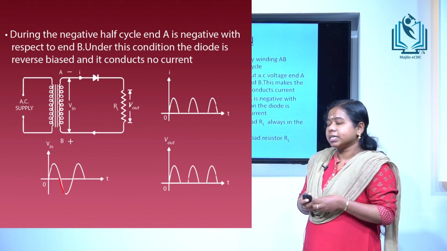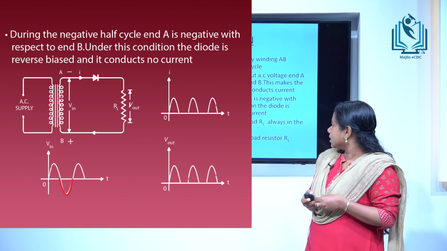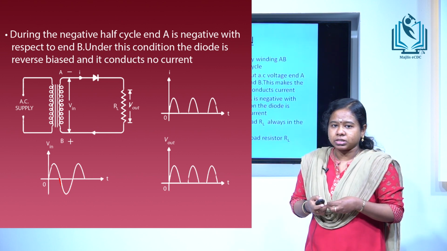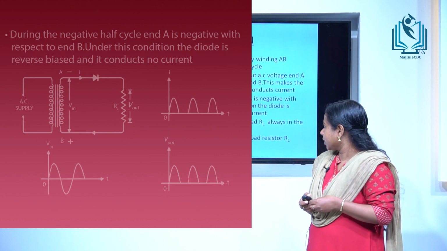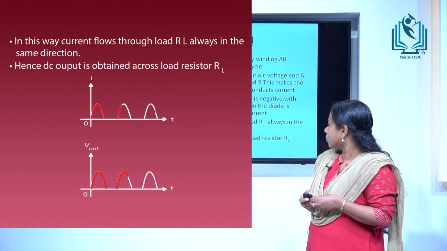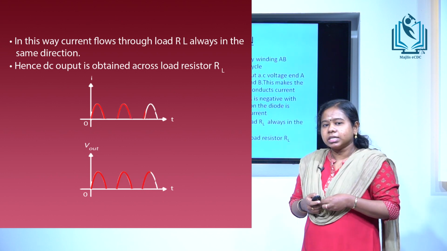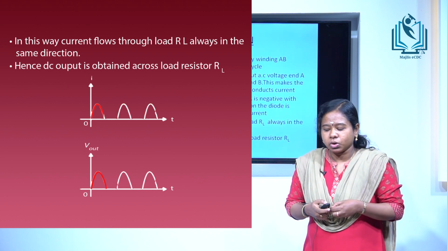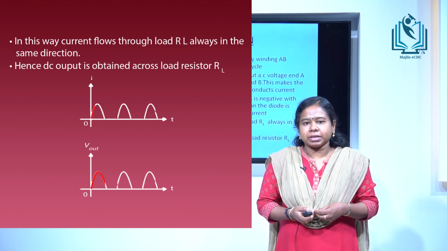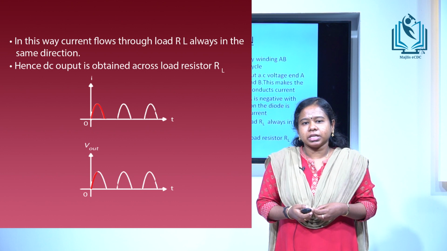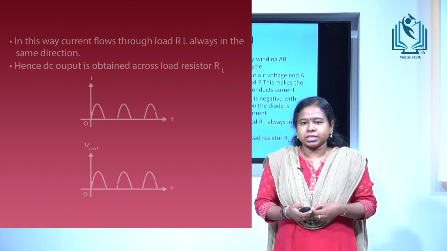During the negative half cycle, end A is negative with respect to end B, and this makes the diode reverse biased, as we know that a reverse biased diode cannot conduct current. In this way, the current flows through the load RL always in the same direction. Hence, DC output is obtained across the load RL. It may be noted that the output across the load is a pulsating DC, and these pulsations in the output can be reduced by using filter circuits.